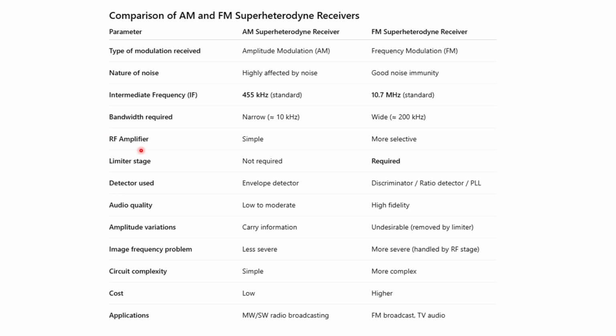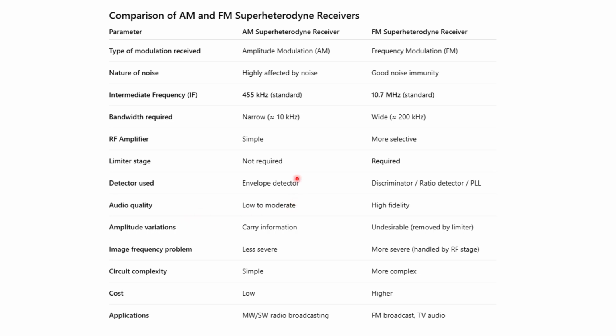Okay, so here is a comparison of AM and FM superheterodyne receivers. AM is highly affected by noise. FM definitely will be less affected by noise. The IF frequency is different: for AM it is 455 kilohertz, for FM it is 10.7 megahertz. And for AM the bandwidth is less, almost 10 kilohertz, and for FM the bandwidth is high, almost 200 kilohertz, right?